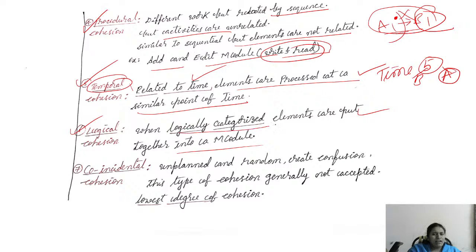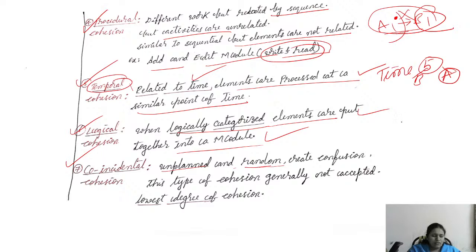Here also nothing is related, they just think logically and put things into a module. There is no relation. Next one is coincidental cohesion. Unplanned and random. It is coincidental, that means unexpectedly they will put things into one module. There is no relationship between the elements. That is called coincidental cohesion.